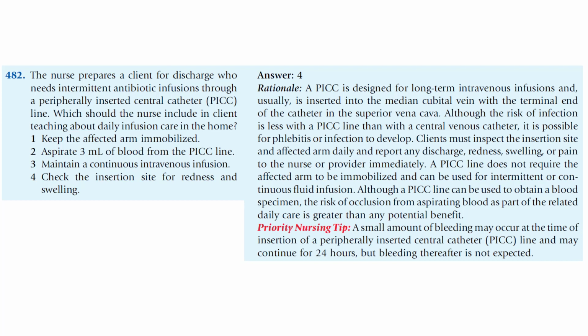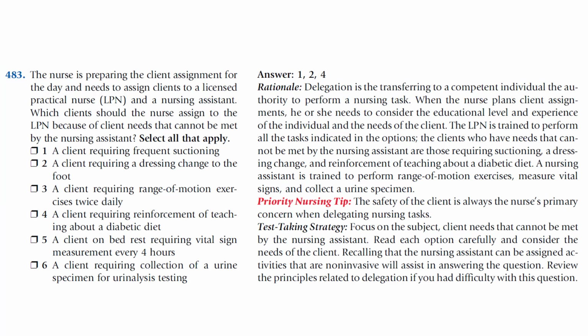nurse or provider immediately. A peripherally inserted central catheter line does not require the affected arm to be immobilized and can be used for intermittent or continuous fluid infusion. Although a peripherally inserted central catheter line can be used to obtain a blood specimen, the risk of occlusion from aspirating blood as part of the related daily care is greater than any potential benefit.